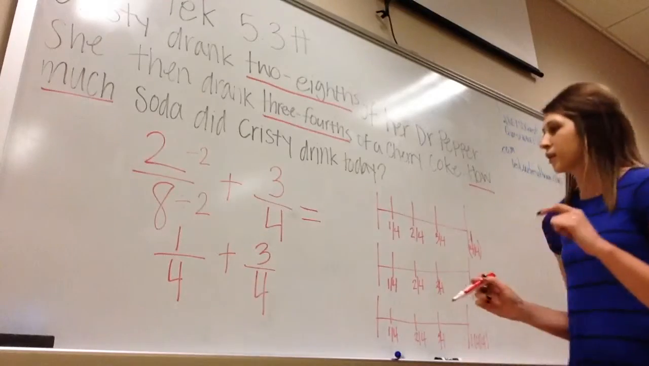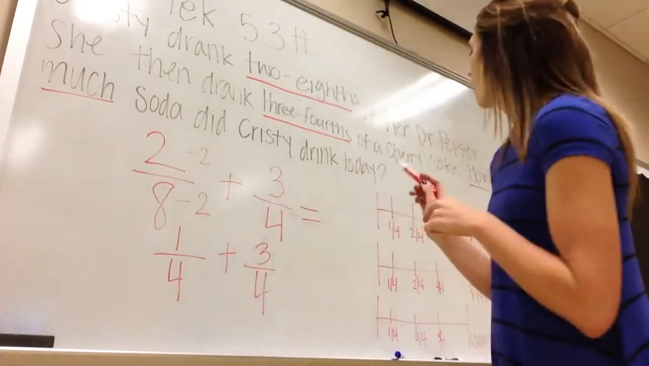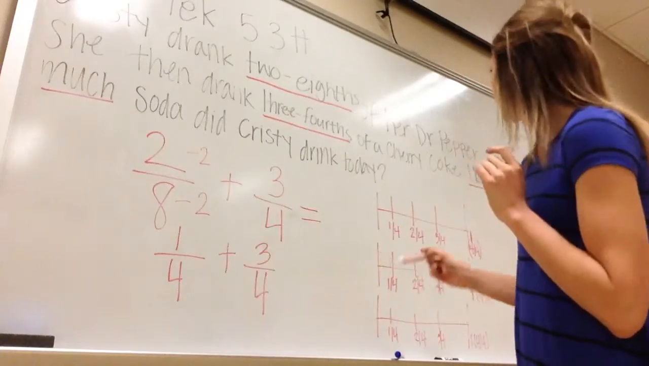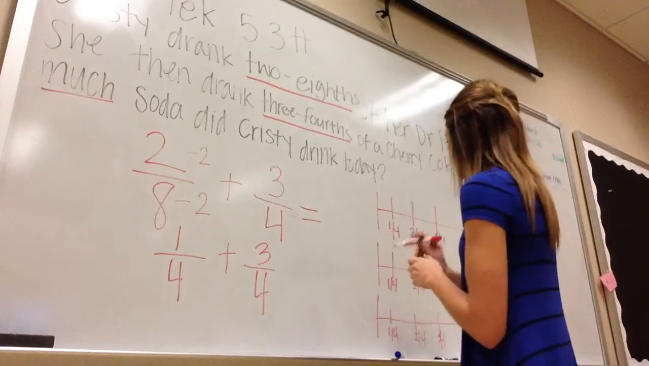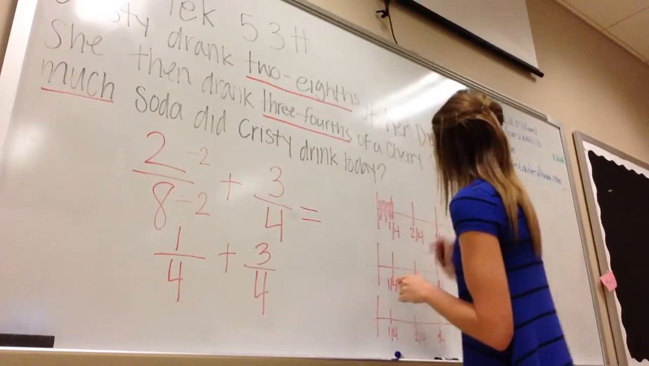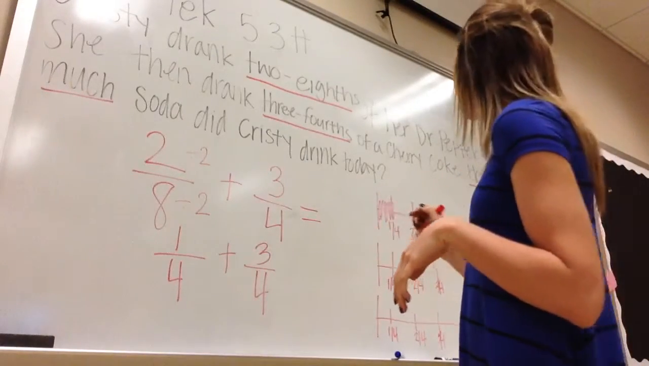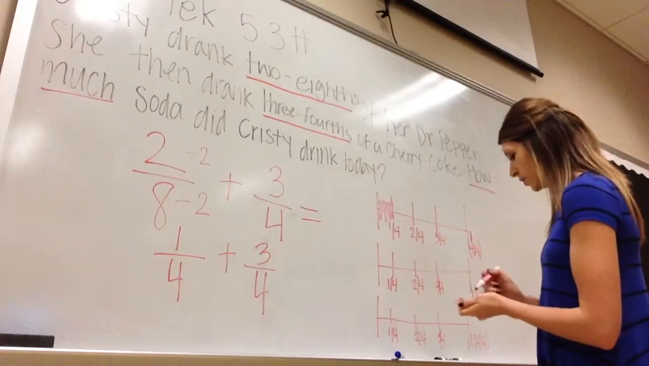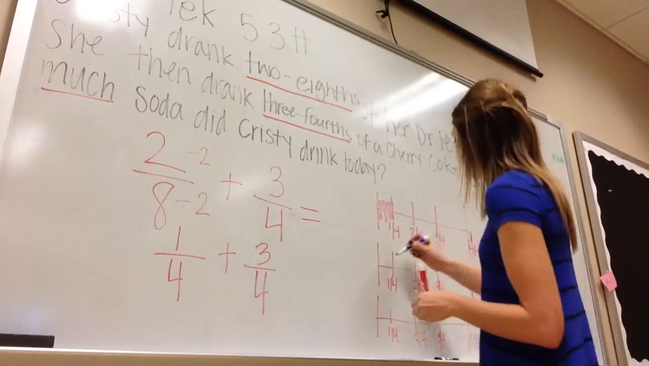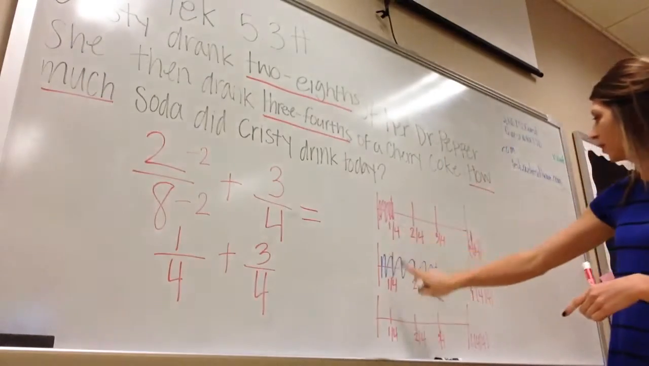Okay, so let's look at our first fraction right here. She drank 2/8, but we simplified to 1/4, so she had 1/4 of Dr. Pepper. I'm going to shade that in right here, the 1/4. And then she had the 3/4 of her cherry Coke. I'm going to use a different color to show that on this model right here. 3/4, so we have 1/4 and then the 3/4.